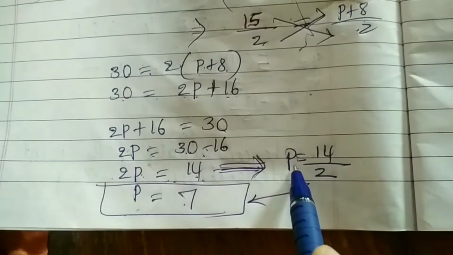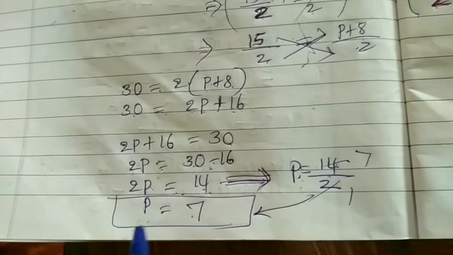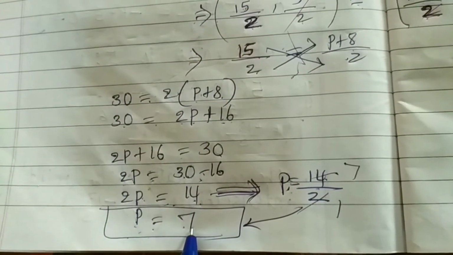Therefore, P is equal to 14 divided by 2. 2 sevens are 14. P is equal to 7.